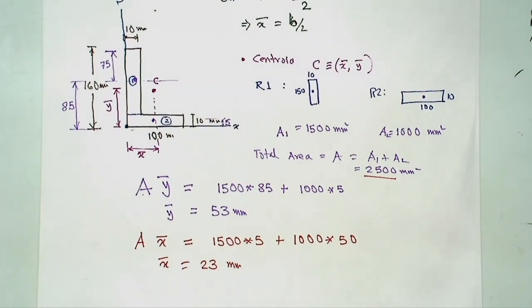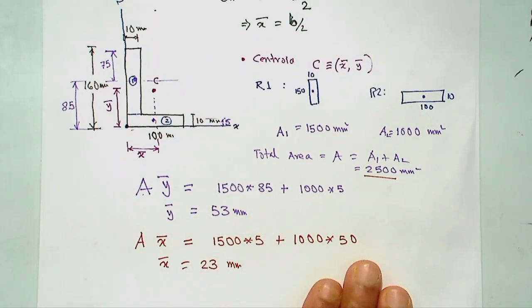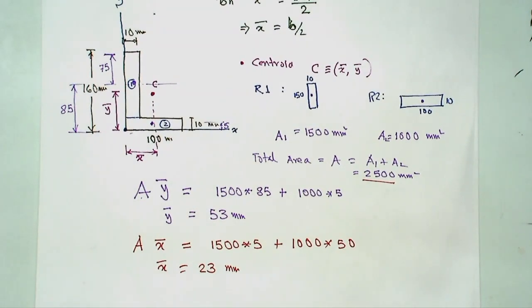Second moment of area, as I said before, is related with rotations. So we need to show how to calculate the second moment of area now. Is this clear so far? Yeah. So you could use the same principle for other cross sections to calculate the centroid.